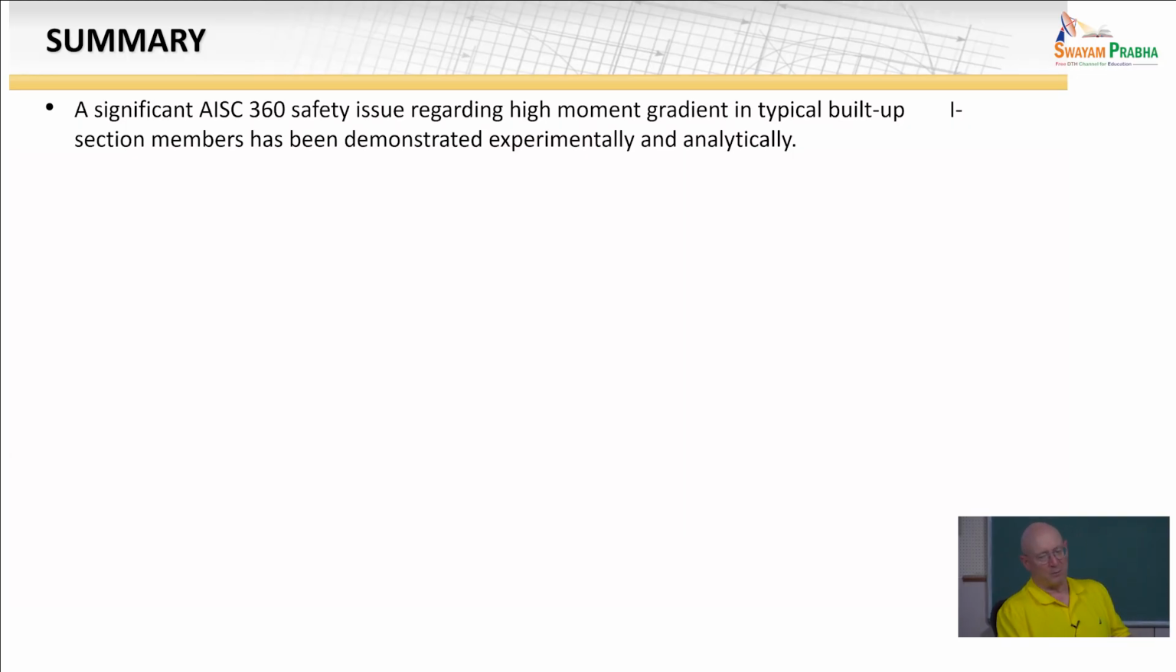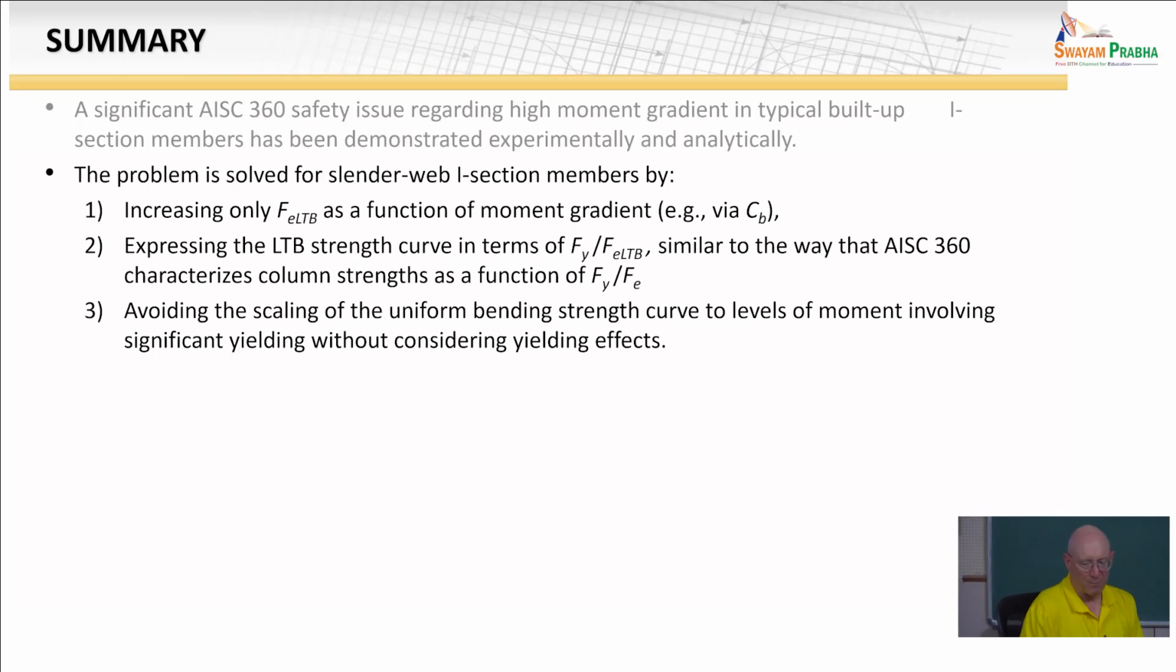So we've been looking at this quite intently for a number of years now with the AISC specification committee, because clearly there's a safety issue, or at least an issue that the specification isn't doing very well, if we're getting situations where the predicted strength is close to 1.0 and we're only getting more like 60% of that. We believe that the provisions that are moving forward solve the problem for slender web I-section members.